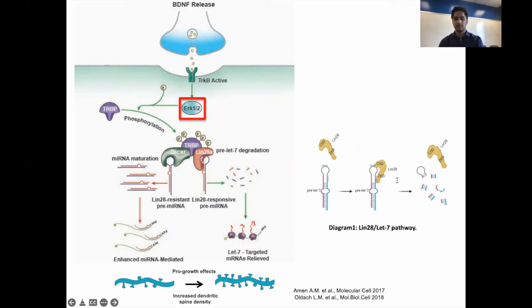Work in our lab has found that the rapid turnover of Lin28 protein is blocked by the binding of TRBP. TRBP binding to Lin28A is stabilized by MAPK activation. We also found that MAPK activation in the absence of neurotrophic stimulation still causes the stabilization of Lin28 and the downregulation of Let7.